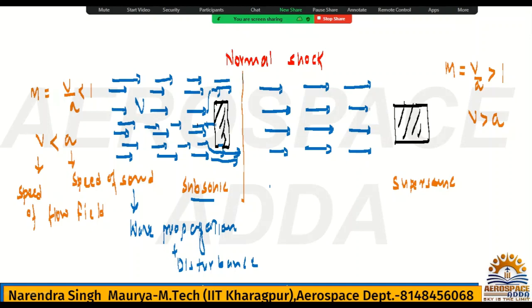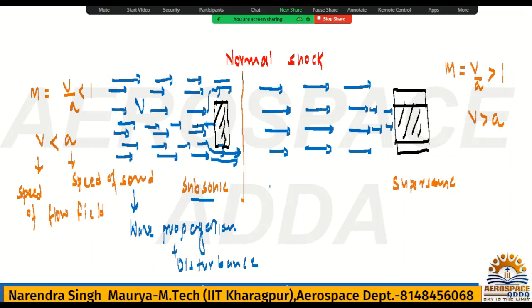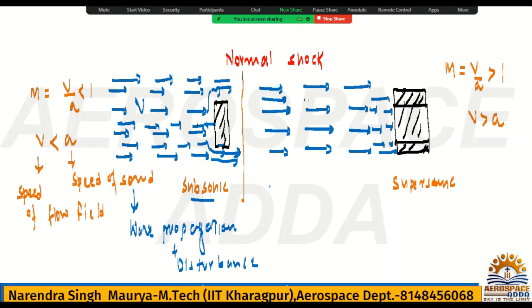It means first this supersonic flow field will go and hit the object. Here there is no message passed. Earlier the message was passed by the disturbance, at the speed of sound, but here the speed of sound is less than the speed of the flow field, so directly this flow field will go and hit the object.